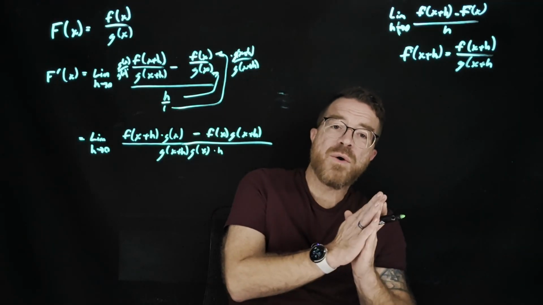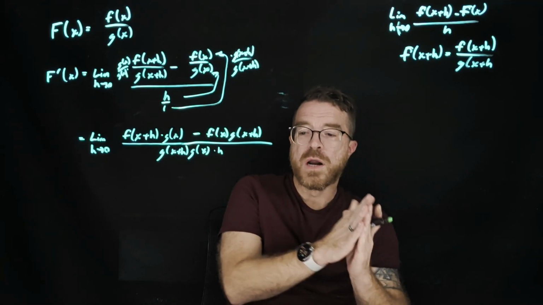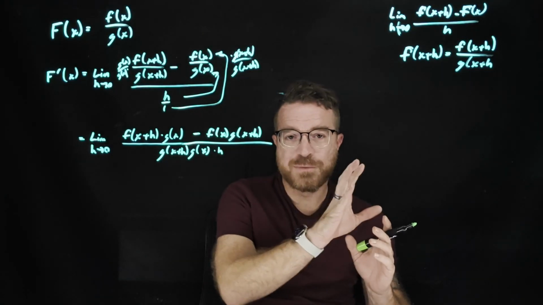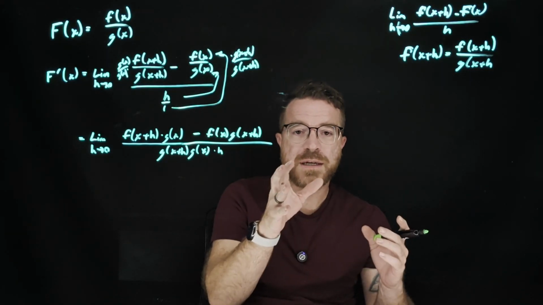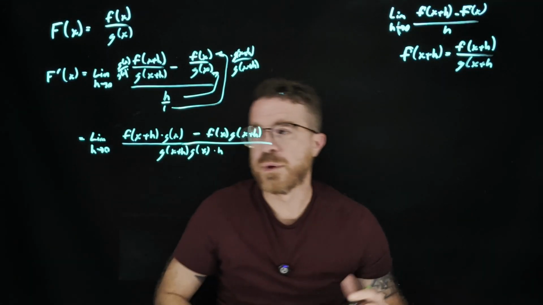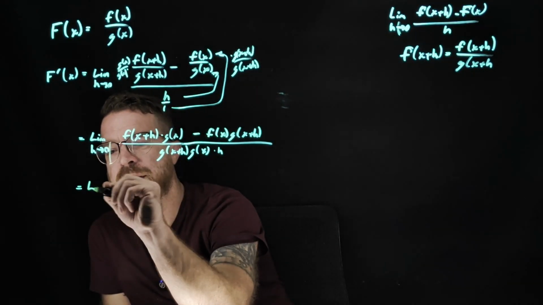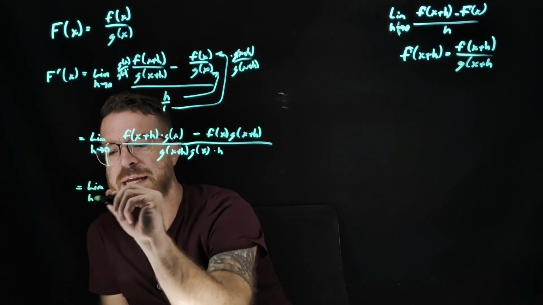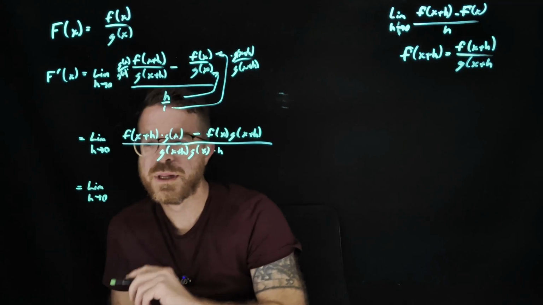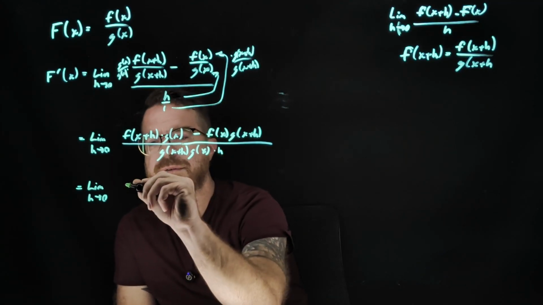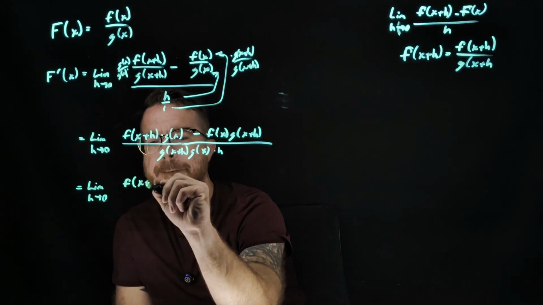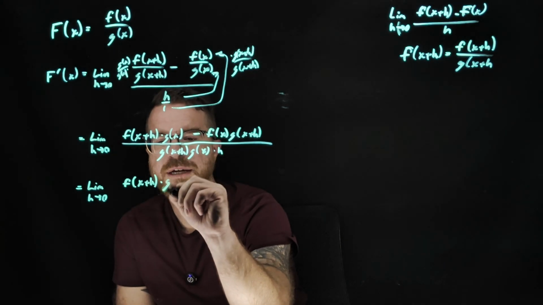Okay, so now I'm going to use a trick just like I did before. I'm going to add and subtract a term, which will then allow us to rearrange it into the form that we want. So we're going to have the limit as h goes to 0, and the first thing we're going to have is our f of x plus h times g of x.